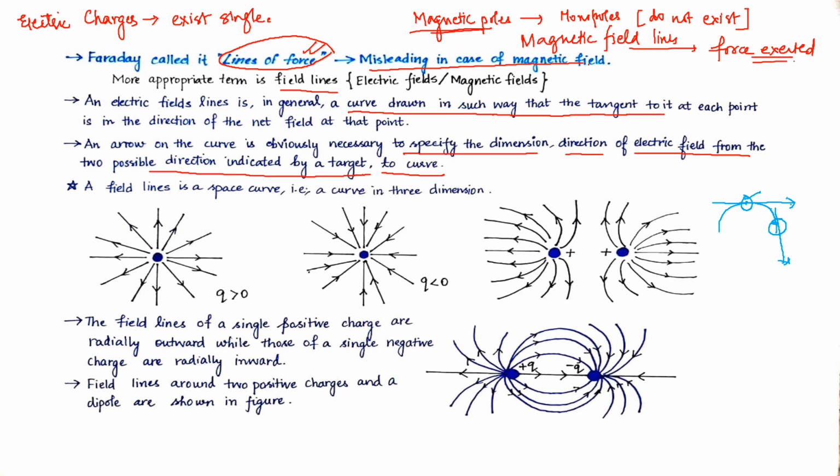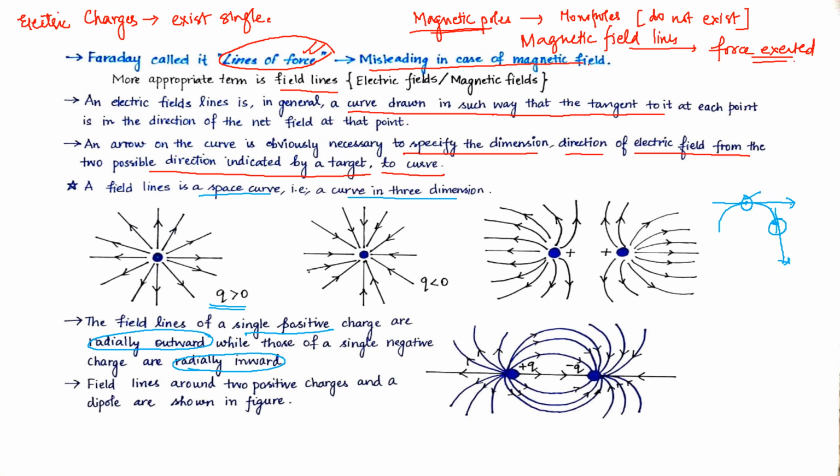A field line is a space curve in the 3 dimension. The field lines of a single positive charge are radially outward, while those for a single negative charge are radially inward. So see over here, this is a positive charge. Q is greater than 0. These lines are moving out of the Q.